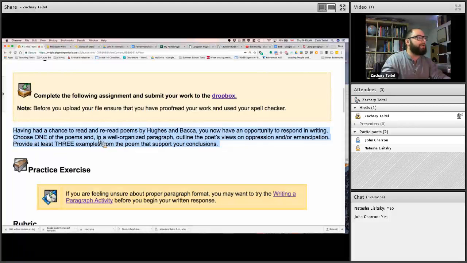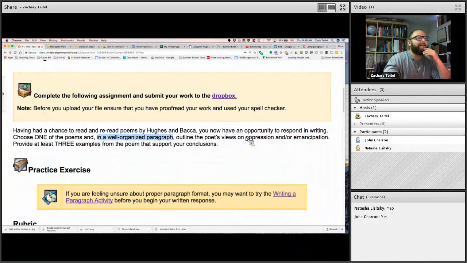Choose one, either Langston Hughes's poem or Baca's poem, and in a well-organized paragraph, outline the poet's views on oppression and or emancipation. Now, I want to talk about these two ideas, well-organized paragraph, and then the fact that it says on oppression and or emancipation, okay?